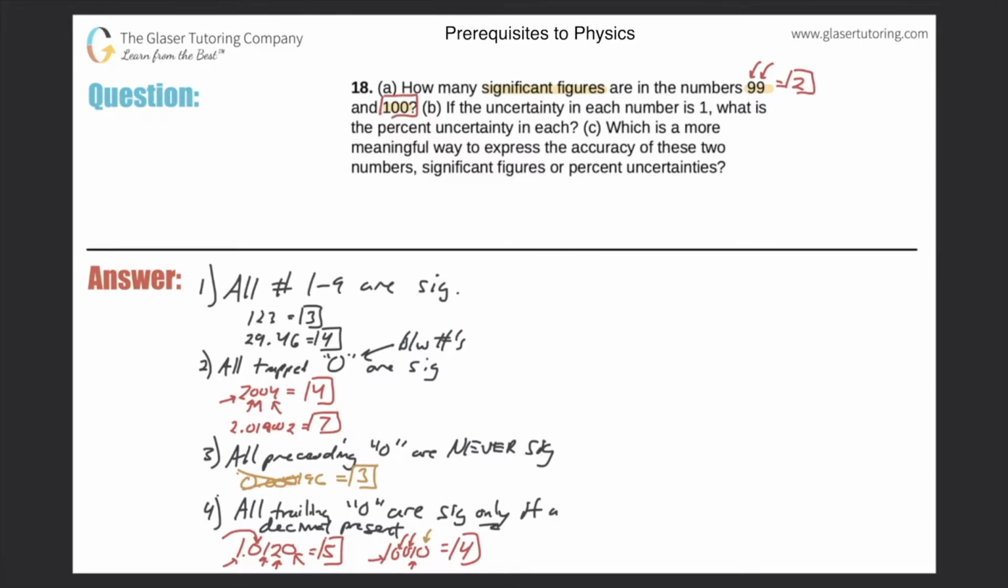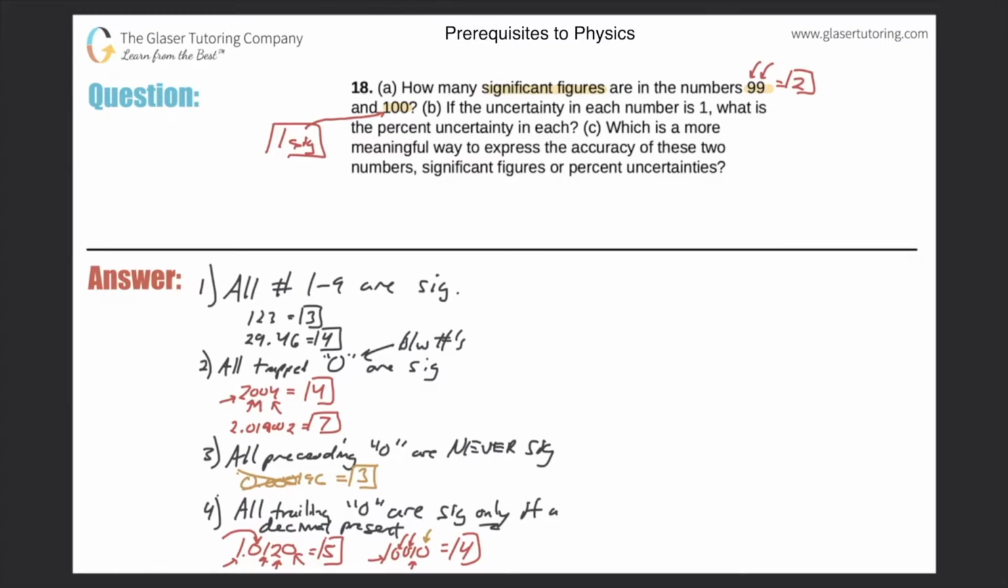Well, it depends on something then. If it could be 1, 2, or 3, it must be dependent on something, and it depends on where the uncertainty lies. But for letter A, they didn't tell us anything about the uncertainty. So what that means is that I have to fall back on using these 4 rules, right? And specifically, I have to fall back on rule number 4. So the way this number is written right now, without a decimal, there is only 1 significant figure. Okay, that's the answer. So now, 99 would have 2.